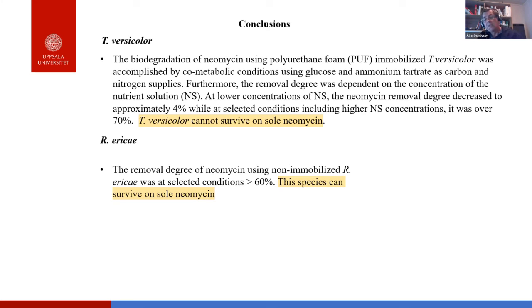And why is this important? If you want to use fungi for biodegradation purposes, it's very convenient if you can exclude the external nutrients, because it's a matter of costs. And so in further studies, we will examine other fungi that can survive and grow on toxic substances.